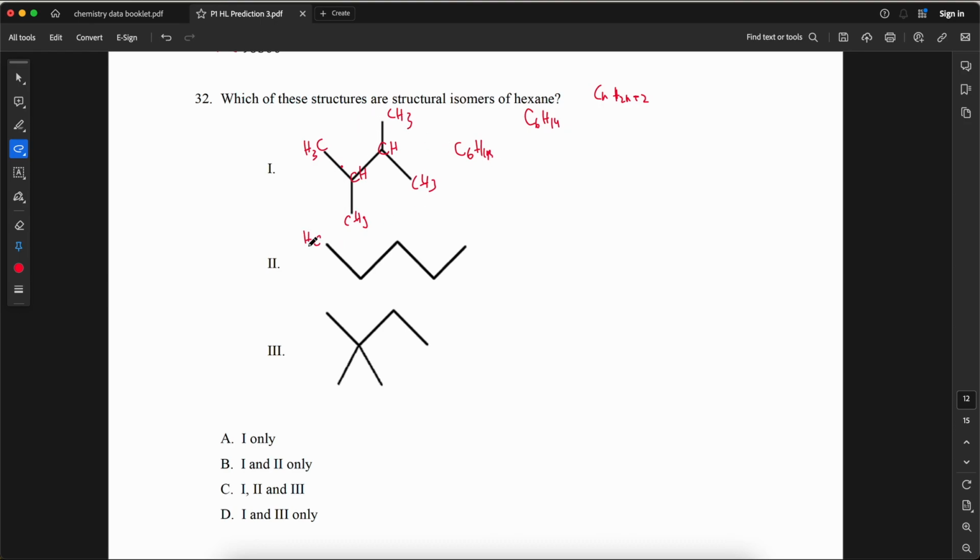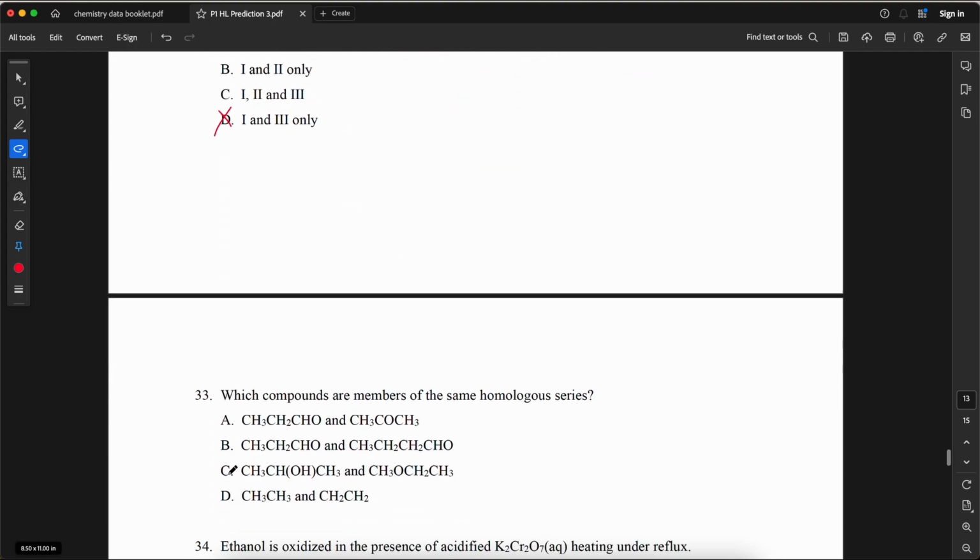Here would be CH3. So C has 2 bonds, which means we need 2 more H, to make 4 bonds for C. CH2 again, CH2 again, CH3. That would be C5H12, so this is not. Then CH3, CH3, CH3, CH3, CH2 because it has 2 and we need 2 more. This one has 1, 2, 3, 4, so only one C. Here is C6H14. So the answer is 1 and 3.